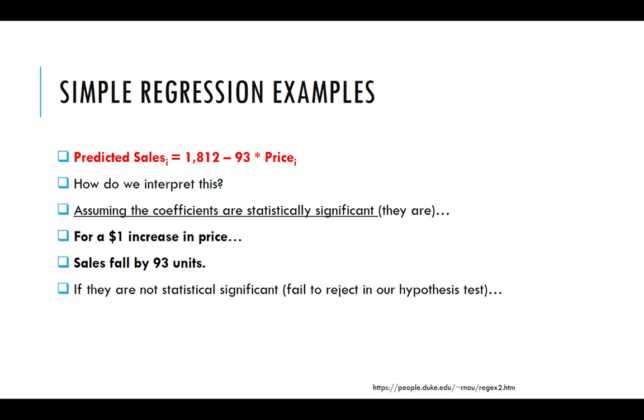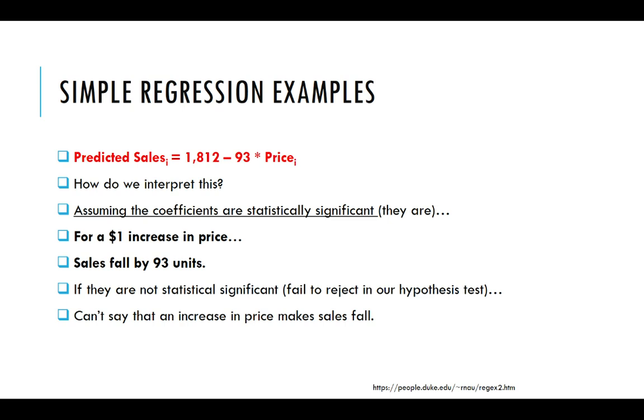All right. Now, if these are not statistically significant, meaning we fail to reject our null hypothesis, right? Then we can't say that an increase in price makes sales fall. So right now, we're assuming it's statistically significant, which it is, but it could be the case that Excel gives us a coefficient of negative 93, but it turns out that there's just not enough evidence, and so we can't say that we have this effect. We'll do some examples of that. But first, let's just take a look at this and make sure we understand how to interpret.